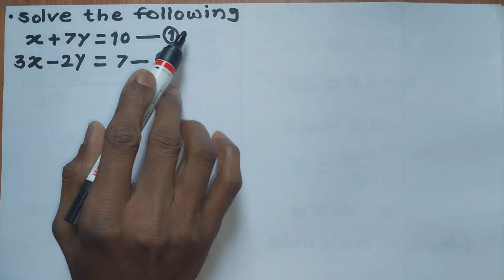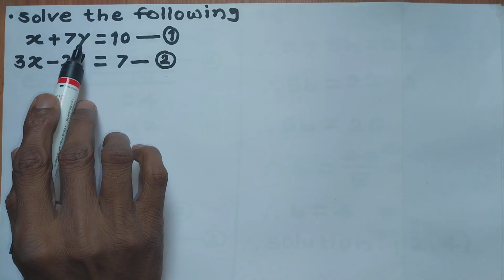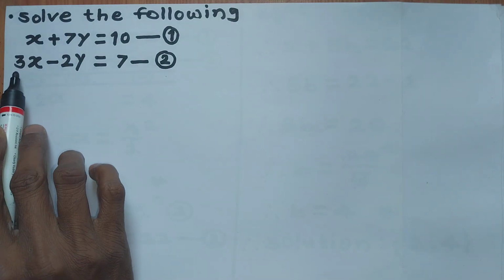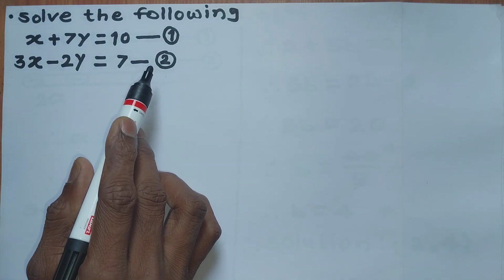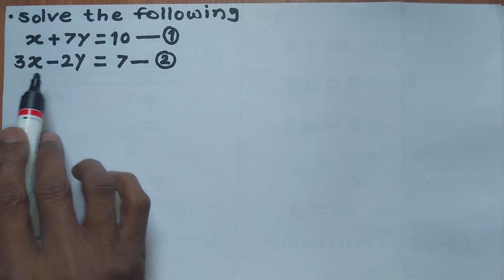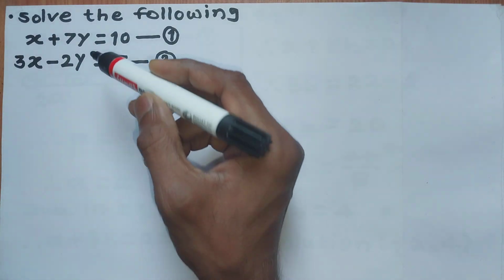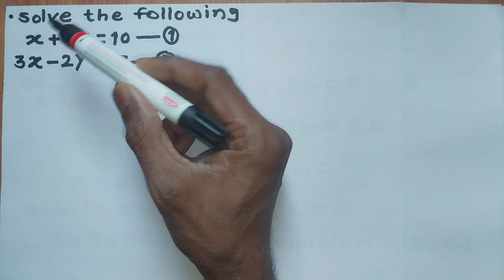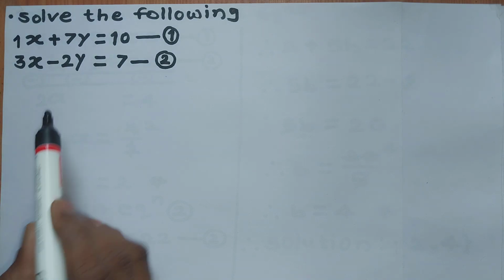Solve the following linear equations in two variables. Example, x + 7y = 10, equation number 1, and 3x - 2y = 7, equation number 2. Now we want to find values of x and y. Therefore, first observe the coefficients of the given variables x and y. Here, no coefficient is shown, so we write 1.